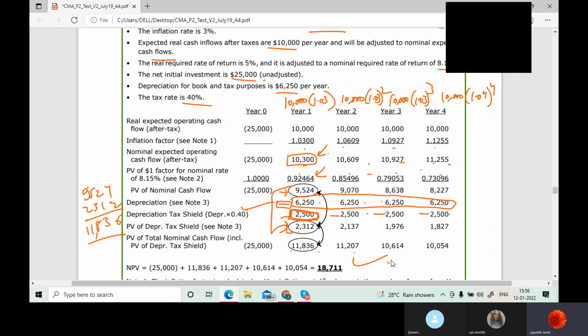Come on, do this question, then we'll move forward fast. Once done, please tell me, I'll move forward.